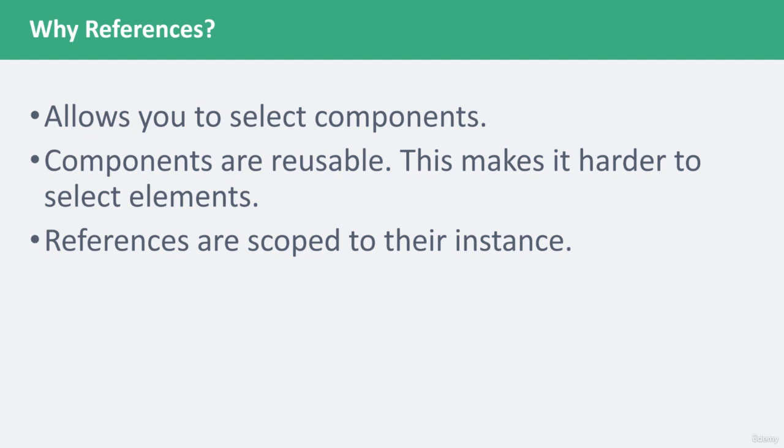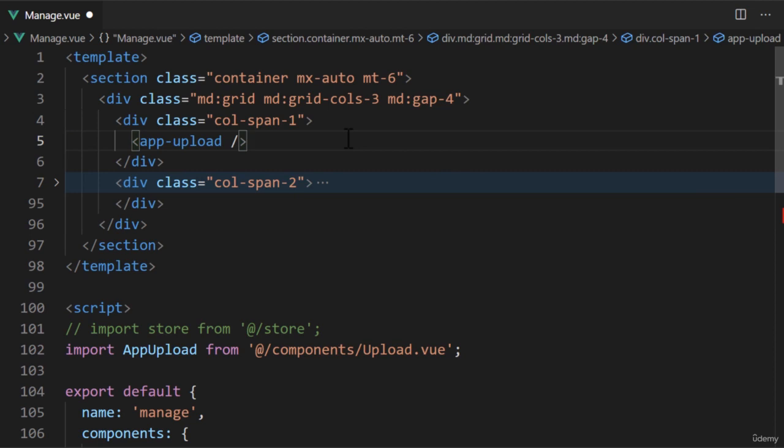Before we dive back into our project, I want to make one important point about references. They're not a frequently used feature in Vue. There are usually better alternative solutions. However, at the end of the day, references may just be the solution you're looking for when everything else doesn't work. Inside the template block of the manage component, we're going to attach the reference property to the app upload component. We'll call it upload. The ref attribute will create a reference to the element you're adding it to. The value of the attribute will be the name of the reference.